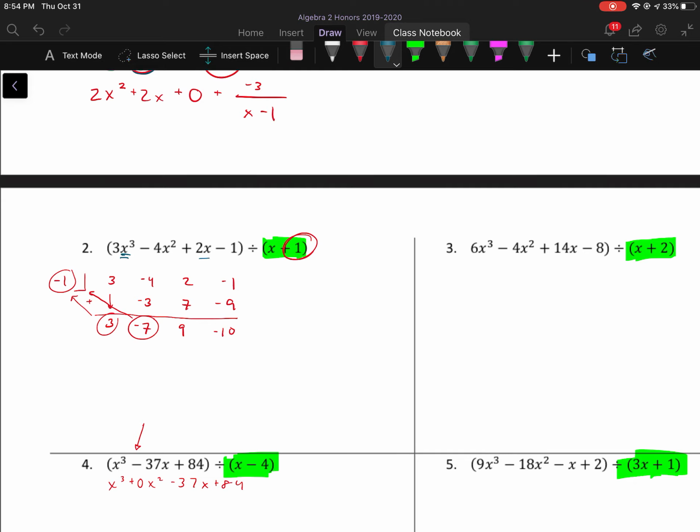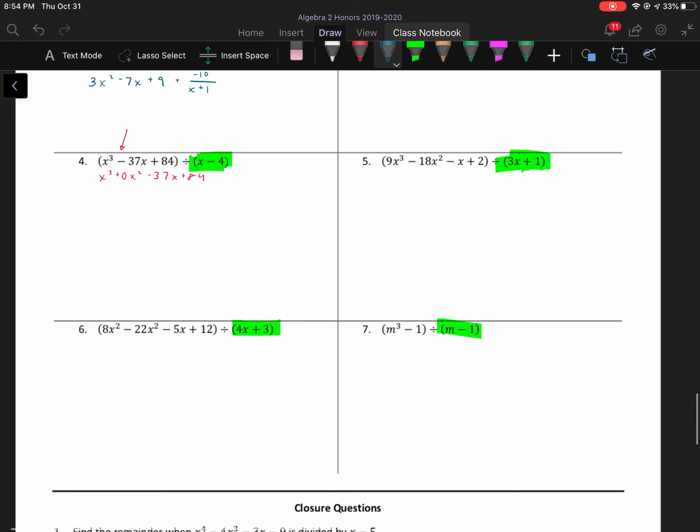So we started off with the x to the third. We're dividing by an x, which means everything's dropping down from x to the third to x squared. So we have 3x squared minus 7x because we go down a power, plus 9. The last thing is my remainder. I'm going to write that as negative 10 over x plus 1. And that's your final answer.